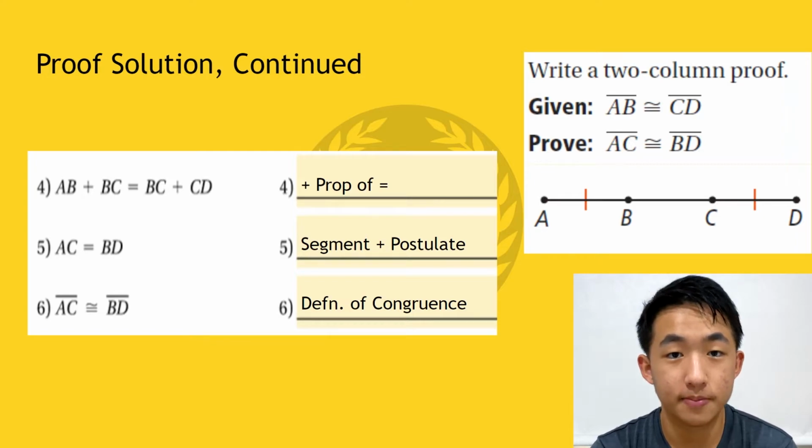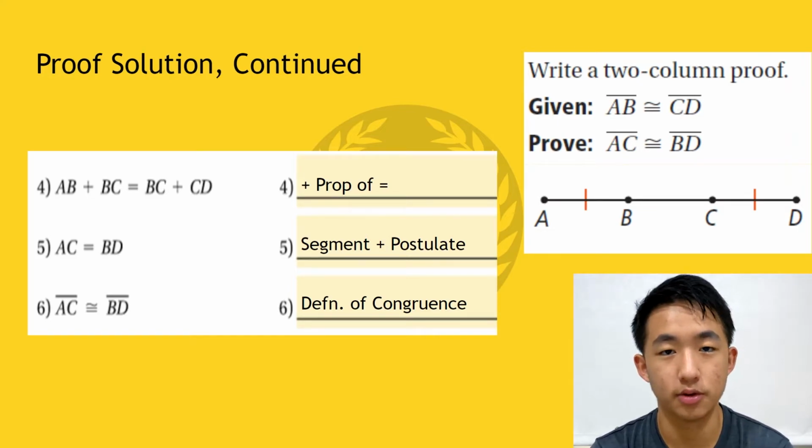Since we already proved that BC equals BC with the reflexive property of equality, we can just use the addition property of equality and prove that AB plus BC equals BC plus CD. Therefore, that would be our fourth statement and our fourth reason.